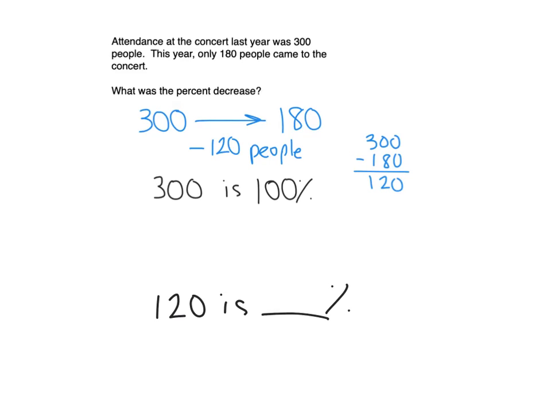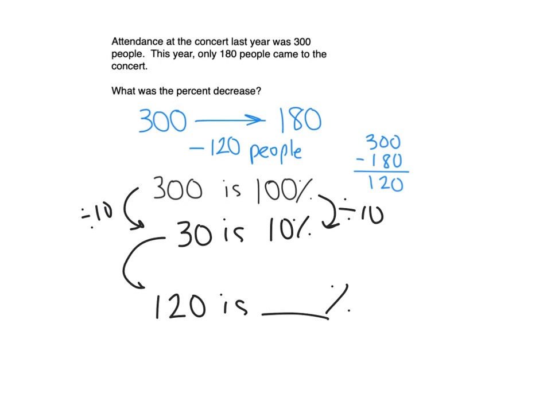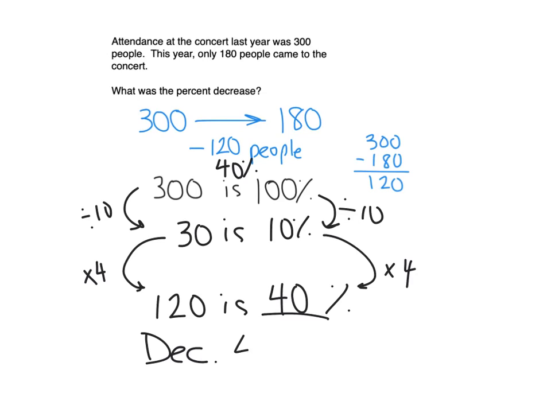Like most percent problems, I always try to think about 10% first and see if that will be helpful. So I'm going to scale down to 10% by dividing by 10. And that would tell me that 30 is 10%. And then I know to get from 30 to 120, I would times by 4. And that would give me 40%. So 120 people is 40%. So the decrease, it decreased 40%.